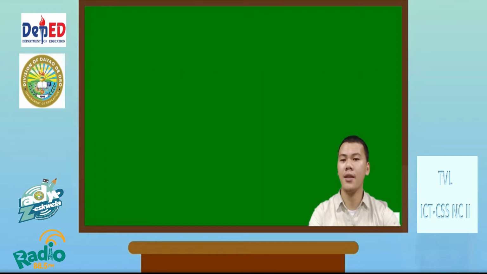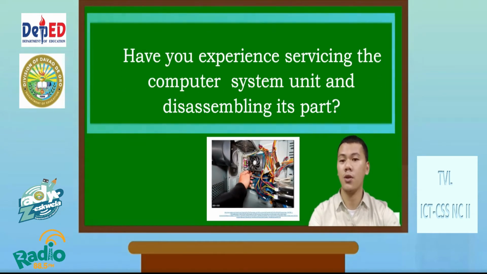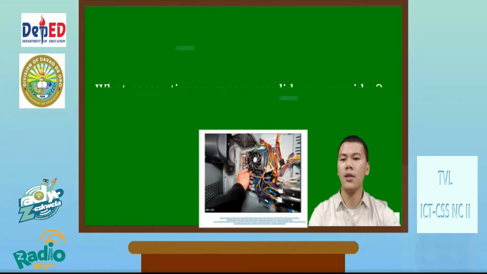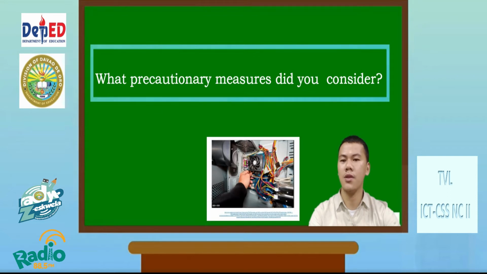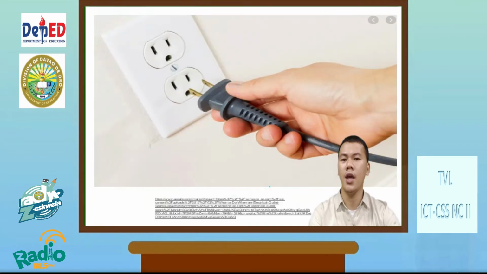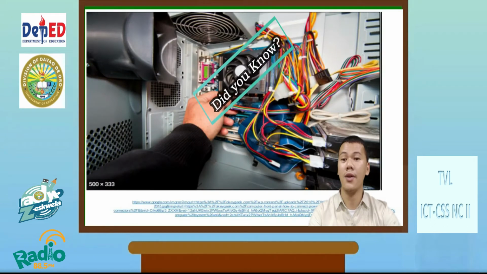But before that, let me ask you, have you experienced servicing the computer system unit and disassembling its part? What precautionary measures did you consider before doing the job? Very good. You unplugged the machine to the outlet. Did you know that there are other considerations before servicing the system unit? Yes, there are, and we will know them as we dig deep in our discussion. So learners, be excited.